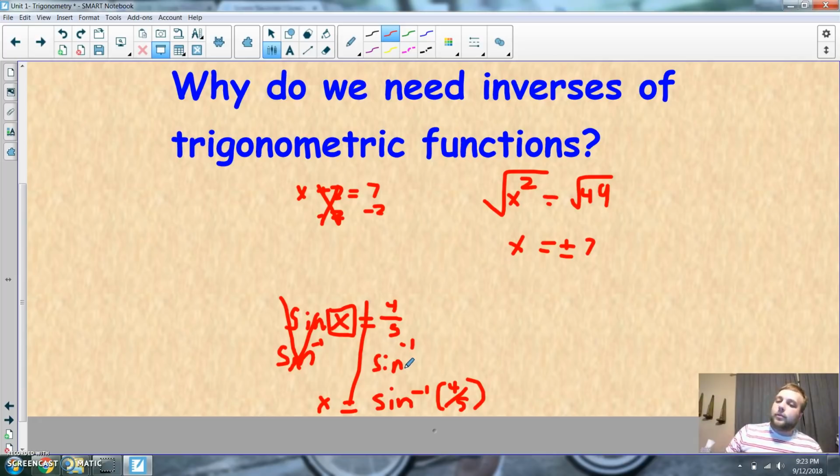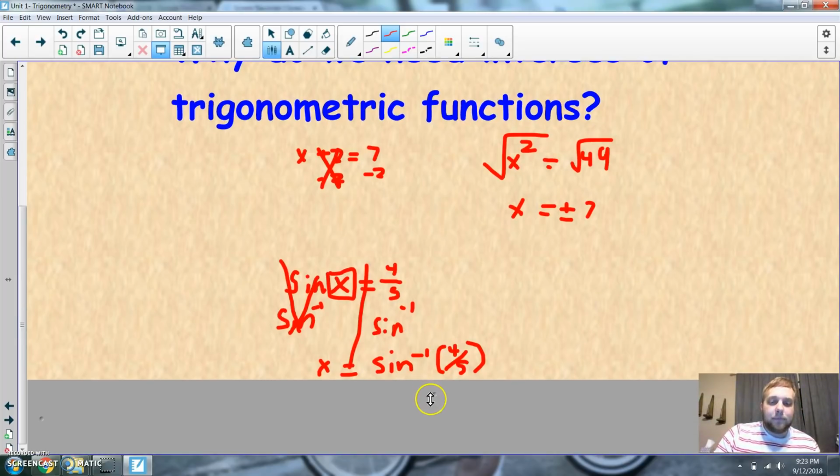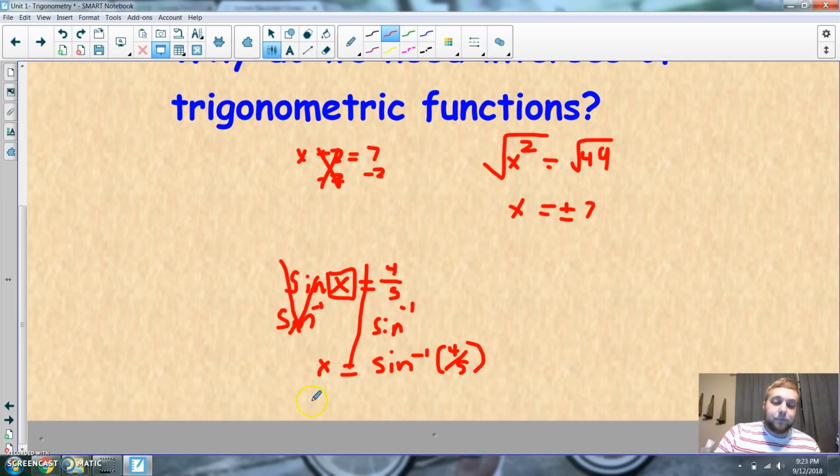53.13 degrees. Okay, so what would that angle be? About 53.1. And I am writing with a mouse. And that's degrees, by the way. So that's an angle.